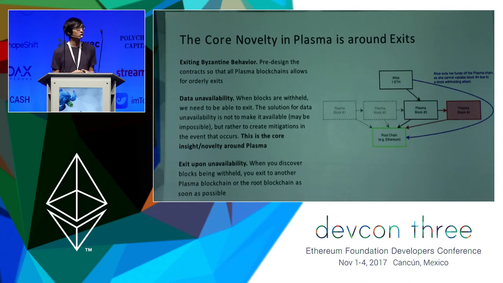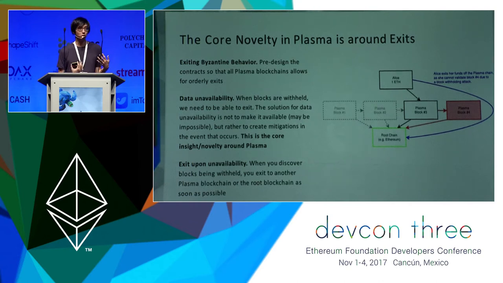The core notion is about exiting in the event of data unavailability. Data unavailability is an interesting problem because you can't prove when someone is withholding data. It's sort of like if Alice says, "I gave the data to Bob," and Bob says, "No, Alice didn't give it to me." Who do you know is right? You really can't, beyond having a trusted third party, and in Ethereum we try to reduce that as much as possible.